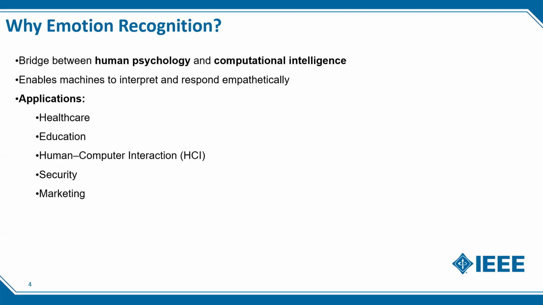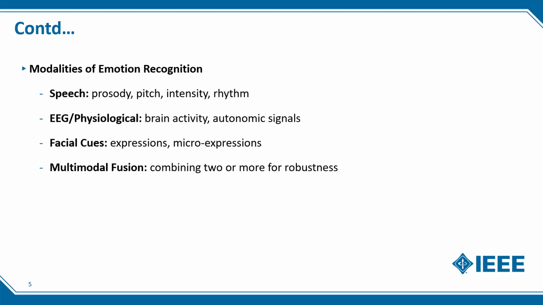And also in security applications, we can detect the stress, anxiety, or inconsistencies of a particular person through their voice, physiological cues, or through facial micro expressions. So all these are some of the use cases where emotion recognition can be used.